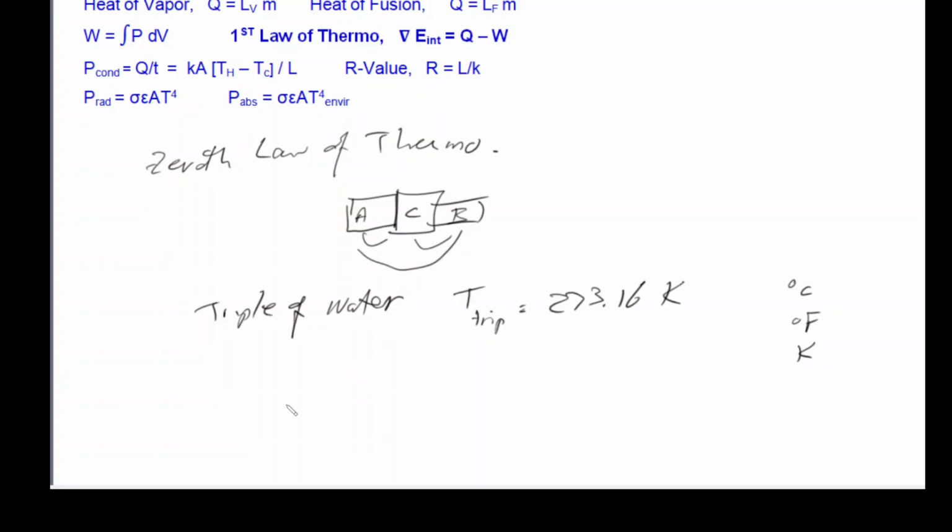And we can convert between the different scales. So the temperature Celsius is equal to temperature Kelvin minus 273.15 degrees. And we're using degrees because Celsius is in degrees. And Fahrenheit temperature is equal to 9/5 times the Celsius temperature plus 32 degrees. So that's how we convert.